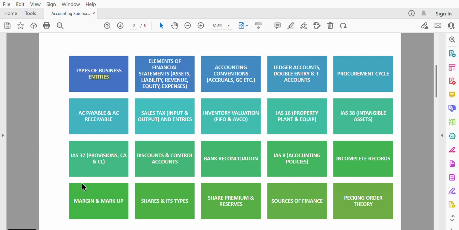What is share capital? What are the types of share capital? So we have the authorized share capital, the called up capital, the paid up capital, and these different types of capital and how they are presented in the balance sheet. Then there is the share premium and reserve concept, and then we have sources of finance, which means that the company gets finance from various sources.